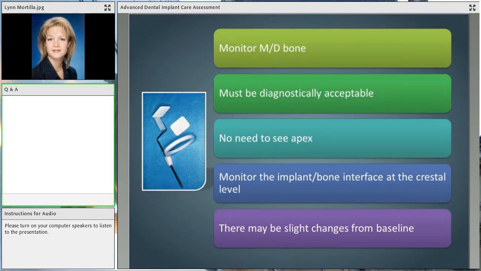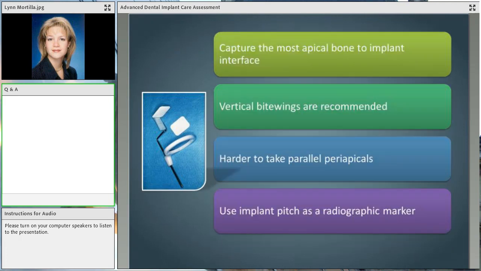We know there might be slight changes from baseline. We talked about that millimeter of bone loss, so that's completely acceptable. We want to be sure that when we're taking our radiographs, we're capturing the most apical portion of the bone to implant interface. We know that vertical bitewings have the least degree of distortion. Sometimes, especially in completely edentulous cases that have been restored with implants, we have some difficulty positioning for parallel periapicals. Sometimes we have to use different types of holders and different types of stabilizing devices, or use smaller pedo sizes to get a good radiograph.